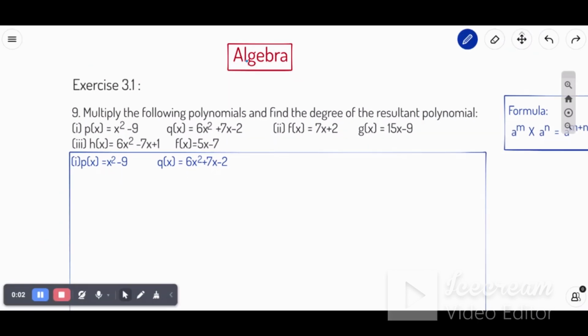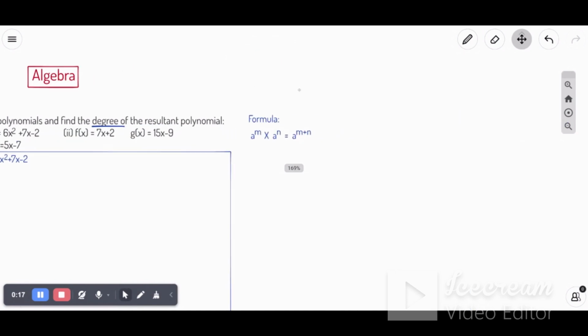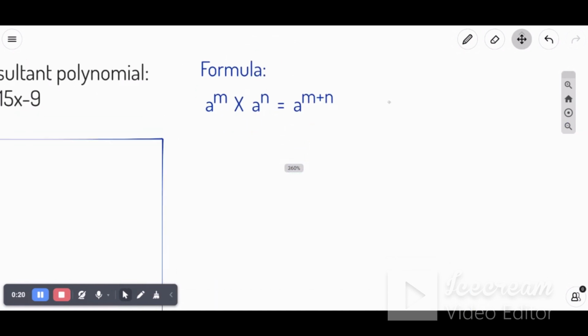Hi everyone, let us start with Algebra exercise 3.1 and question number 9 today. Multiply the following polynomials. Multiply, which means you have to find the product of the two polynomials which is given, and then find the degree of the resultant polynomial. So before that, let us see one formula.